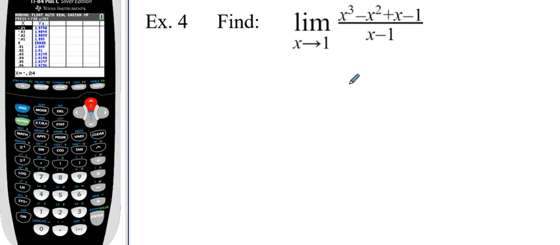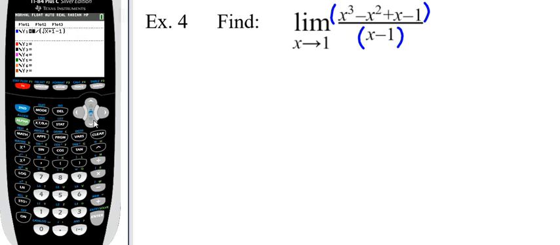Well, if you just plug 1 into the top, you get 0. If you plug 1 into the bottom, you get 0. We know that's impossible. So let's let our calculator do the work for us. Now, careful. When you type something like this in your calculator, my number one suggestion is put the entire top in parentheses, put the entire bottom in parentheses, because it's everything up here divided by everything down here.